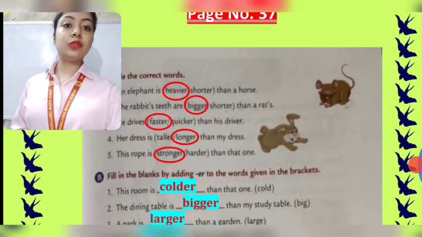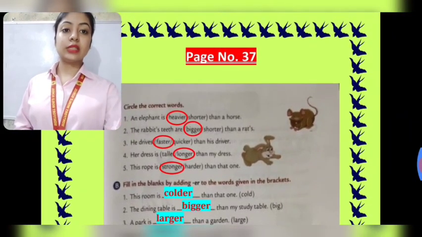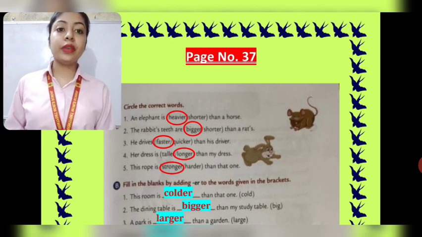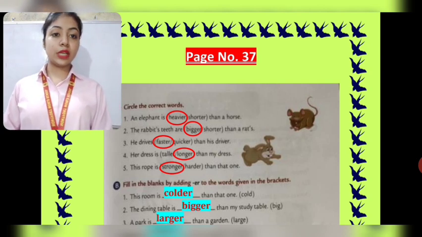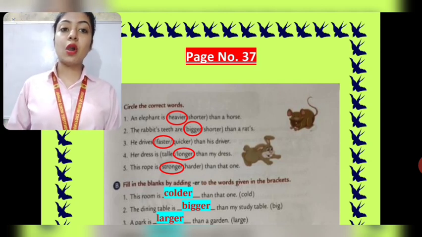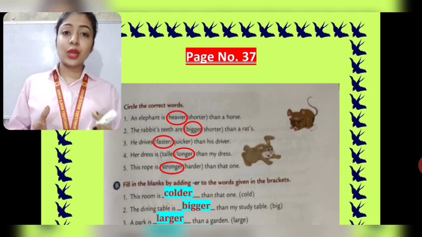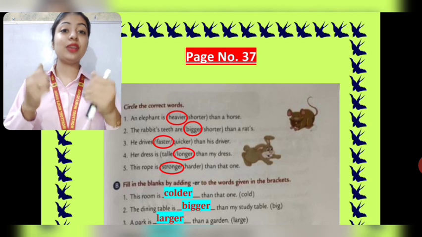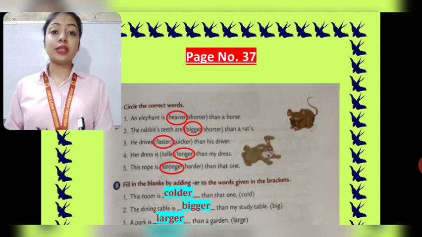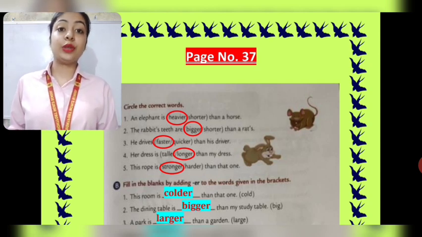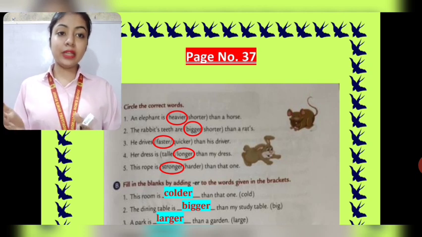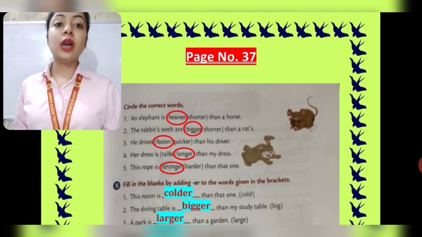Circle the correct words. In this you have to circle the correct words. First part, an elephant is dash than a horse. Options are given to you. Heavier, shorter. Elephant is heavier or shorter. What you will use? Elephant is heavier than a horse. Elephant is having a lot of weight. So elephant is heavier than a horse. We are doing the comparison between elephant and horse. Here it will come heavier.